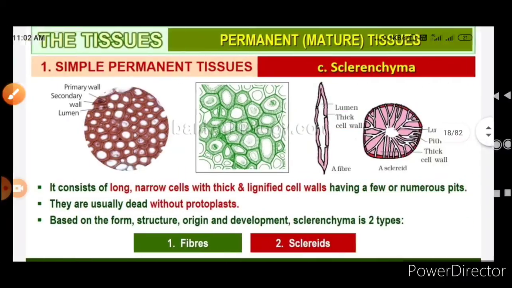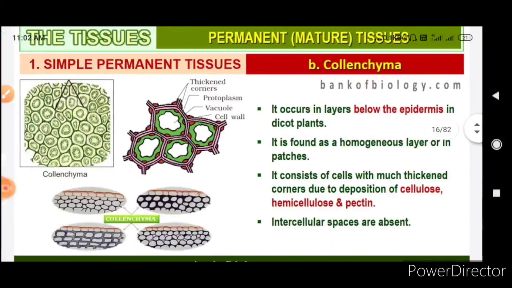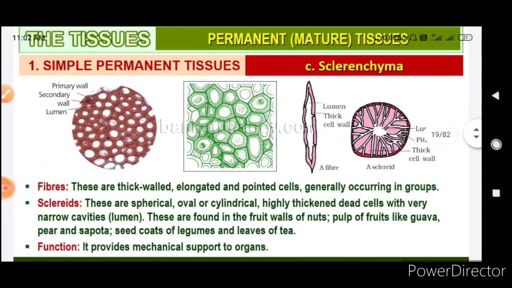So the simple permanent tissue were of three types. First was the parenchyma, then the collenchyma and the sclerenchyma.